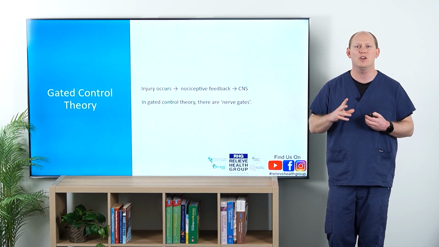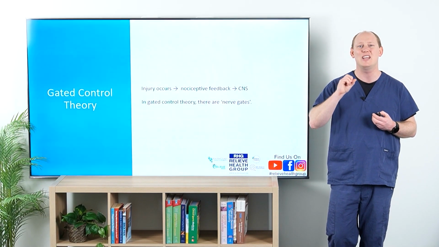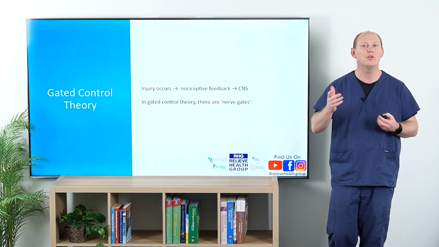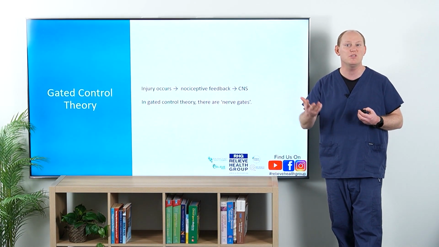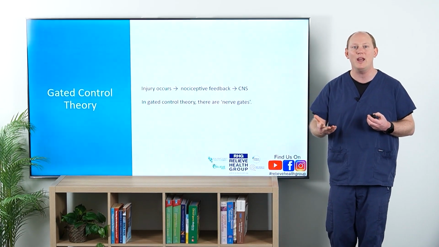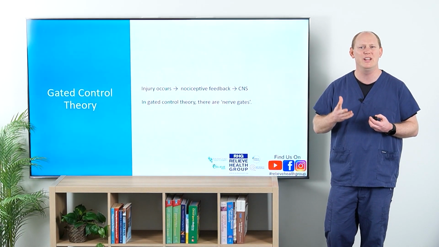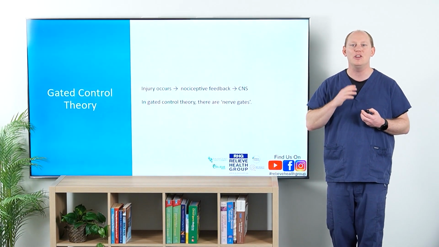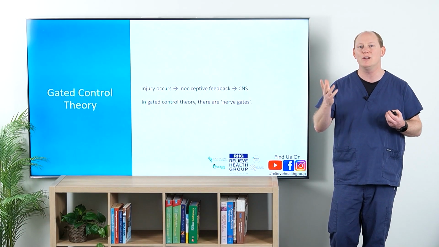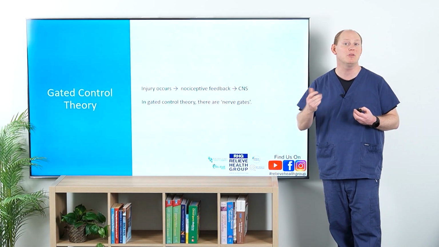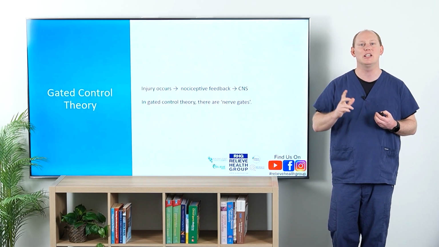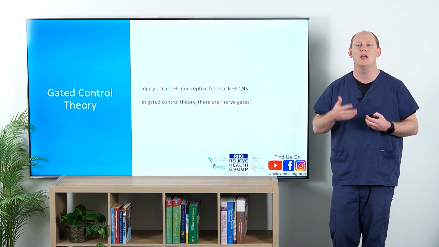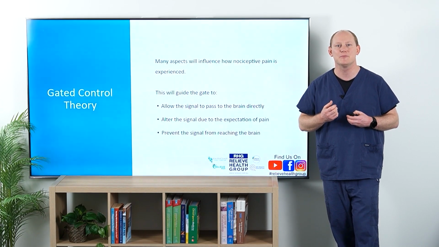Now, when an injury occurs, there is nociceptive feedback that is sent from the injured peripheral nerves to the central nervous system. This is similar in older pain theories and models, such as the specificity theory of pain, but in gated control theory, there are nerve gates in the spinal cord. When they're open, they allow the nociceptive signals to reach the brain relatively easily, where we then experience pain. When these gates are closed, nociceptive signals do not reach the brain, or they are much reduced and may not be experienced as pain.